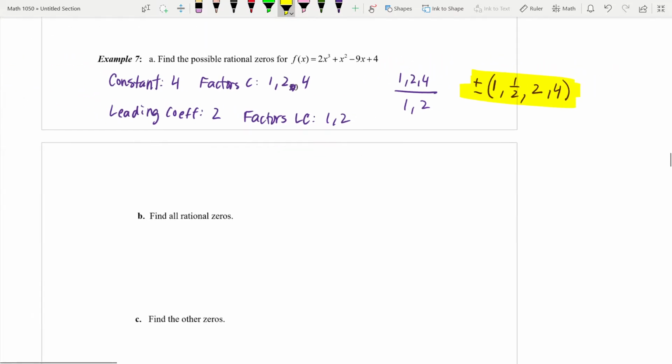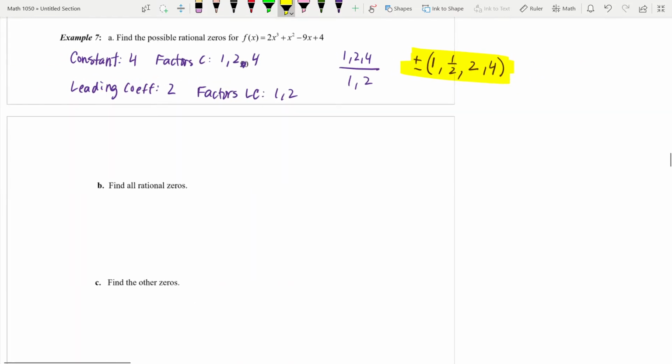I have 8 possible things that will work. Some will work, some won't work, okay? 1, store, enter. 2, member, enter, raise it to the third. Plus, member, enter, x squared. Minus 9, member, enter. Plus 4, enter, didn't work. Why didn't it work again?